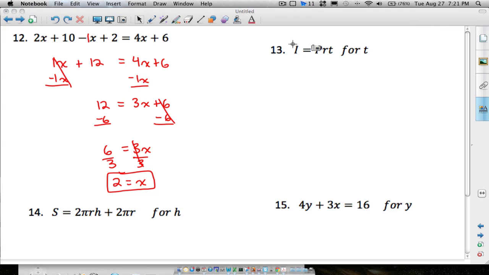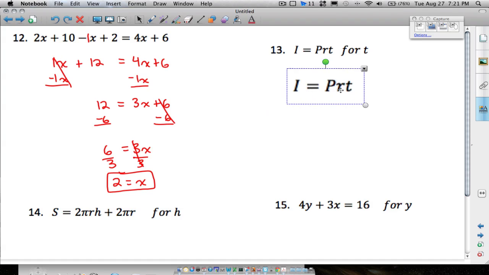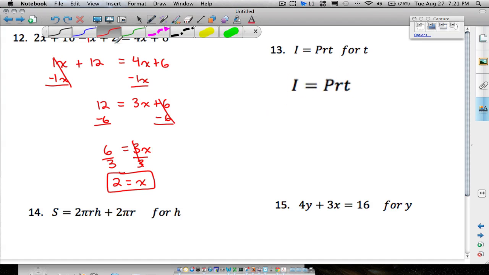Now, question number 13. I equals PRT, and it says solve the equation for t. Since the goal is to get this t by itself, everything else needs to be moved. The p needs to be moved, and the r needs to be moved. You want to ask yourself, well, what are you doing with the p, the r, and the t? You're multiplying all these things, so to move them, you do the inverse operation, which is division, and you can divide by both of them at one time. The p will cancel out over here, and the r will cancel out.